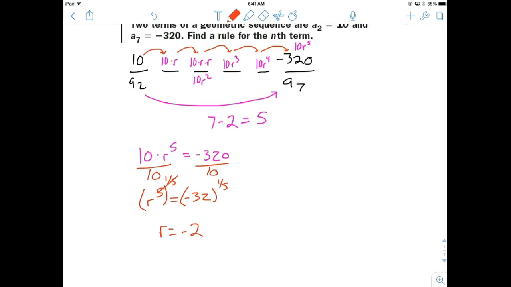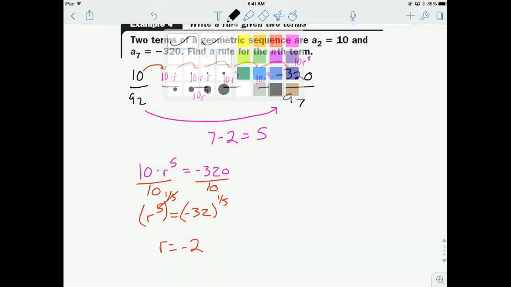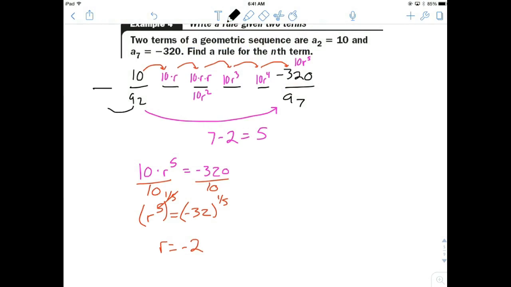All right, we have our r value. We now also need our a sub 1. Now in this situation, we do have a way to find a sub 1 because a sub 1 is just 1 back from a sub 2. So all we need to do is the opposite. So if we're multiplying by 2 when we go to the right, I need to divide by 2. In fact, negative 2. I need to divide by negative 2 to go back. And so we would find out that a sub 1 is negative 5. And we could use that.